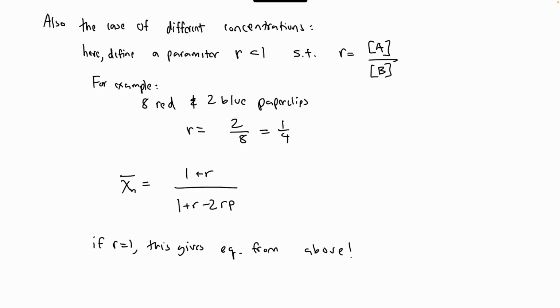Using this parameter, we now have a new equation relating Xn and p, and this would be Xn equals (1 plus r) over (1 plus r minus 2rp). One interesting thing about this case is that if we set r equal to 1, we would get (1 plus 1) over (1 plus 1 minus 2p), or 2 over (2 minus 2p), which equals 1 over (1 minus p). This is actually the equation we had before, which makes sense because r is only 1 in the case where the concentrations of each monomer are equal. So the case we had before is actually an edge case of this more general equation, which is Carothers theory.